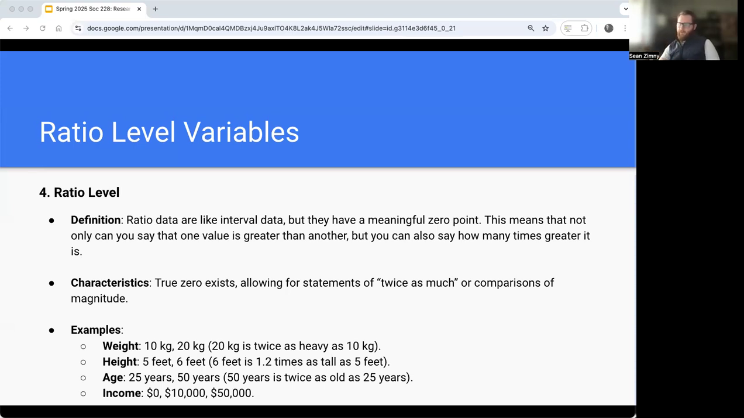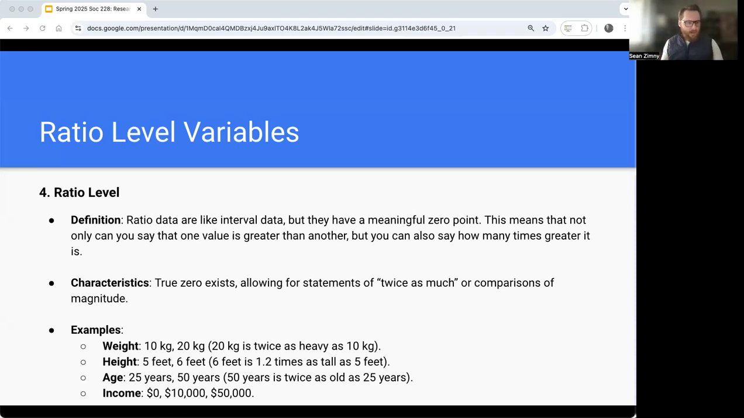Same like age, 25 years, 50 years. 50 years being twice as old as 25 years. Income is another example of ratio level data. Because there's an absolute 0 point to income or age or height or weight. Those are really, really important.